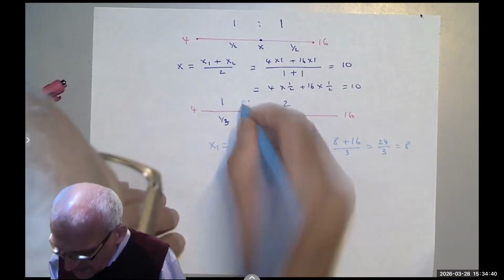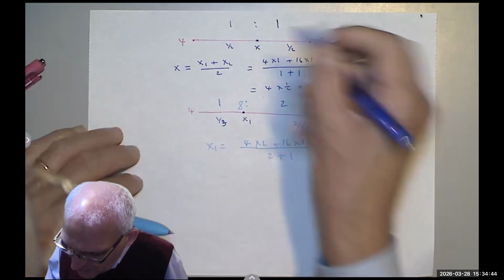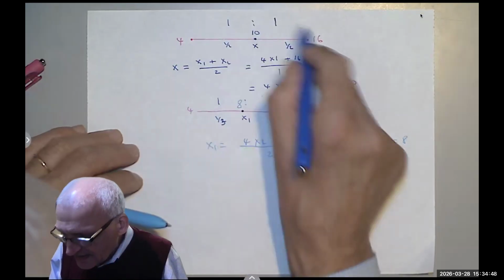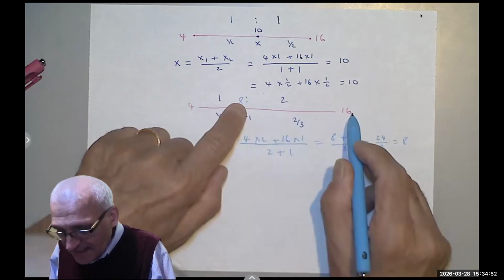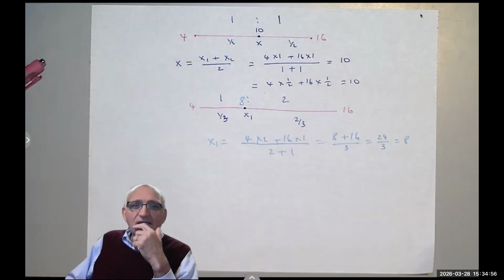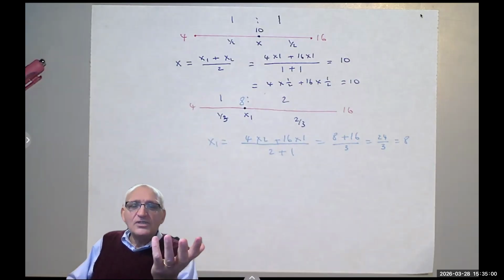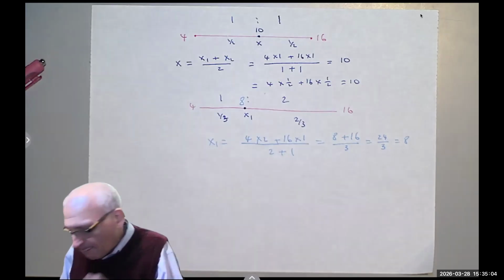So if this point is 8, we said that point was 10, right? You see the difference here is 6 and here is 6, so it's half. Here the distance is 4 and here it's 8, so that's half of that. Very simple. So why do we insist on teaching the midpoint formula? It's any ratio. It's not just the midpoint.